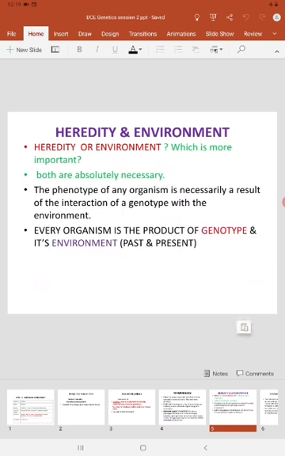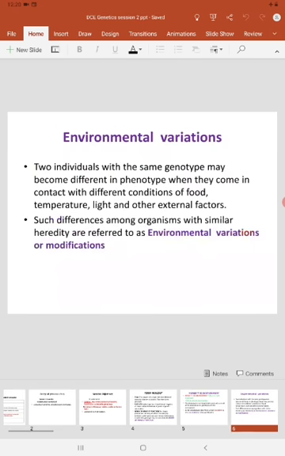I think you know in genetics both heredity and environment have an equal role to play, and both are very important. The phenotype of an organism at any given time is a result of the interaction of the genotype and the environment. Environment includes both the past and the present environment. So both are absolutely necessary.